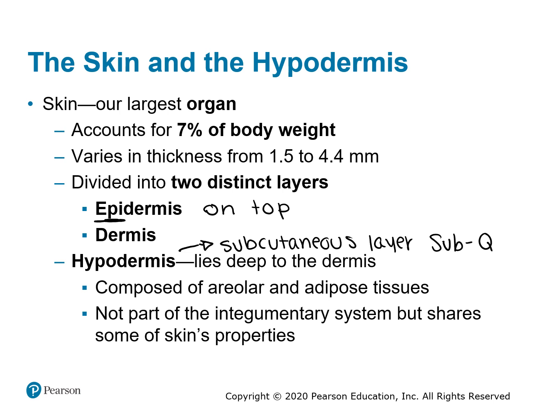The subcutaneous layer is made of mostly loose areolar connective tissue and adipose tissue. It has some parts of the integumentary system, but not all of them. It doesn't have all of the skin's normal properties, but it has most of them. Cool.